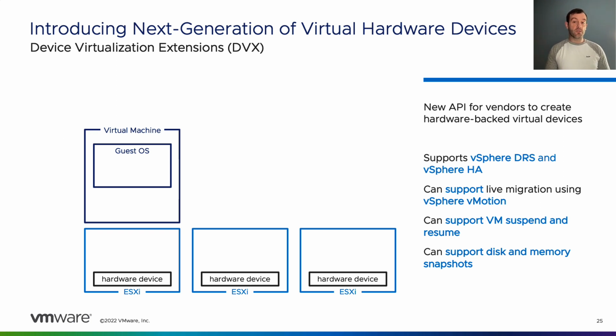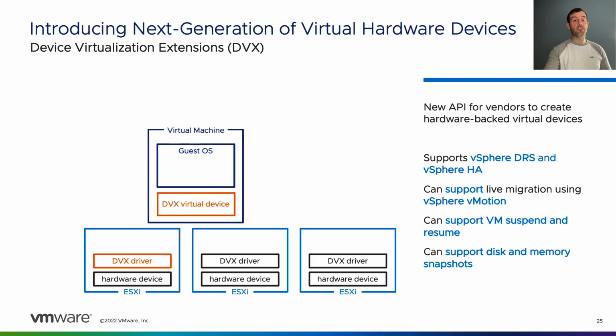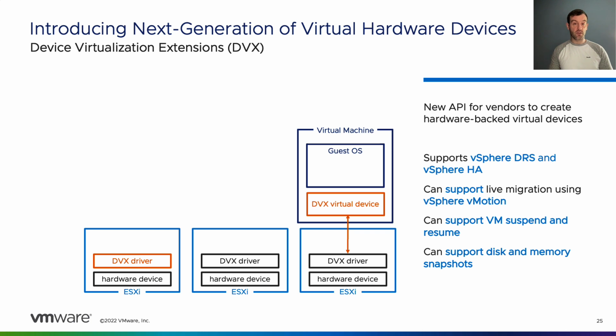Now, device virtualization extensions builds on dynamic DirectPath I/O and introduces a new framework and API so that vendors can create new hardware-backed virtual devices that do allow for those virtualization features, such as live migration, suspend, resume, and snapshots. What this means is a new device driver will need to be developed for the ESXi host and also for the guest operating system or the virtual machine. And with those new device virtualization extension drivers and compatible hardware, virtual machines that are consuming these hardware-backed virtual devices can now be live migrated using vMotion, for example, to another compatible ESXi host. So it opens up the benefits of virtualization that we have with other virtual machines to these VMs and workloads that are leveraging hardware-backed devices.